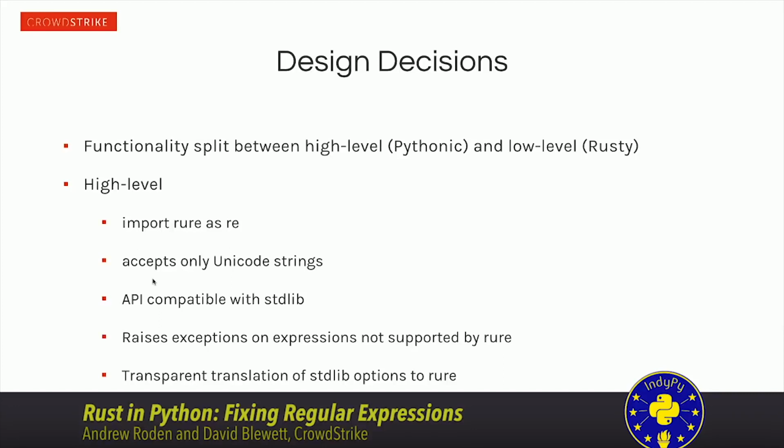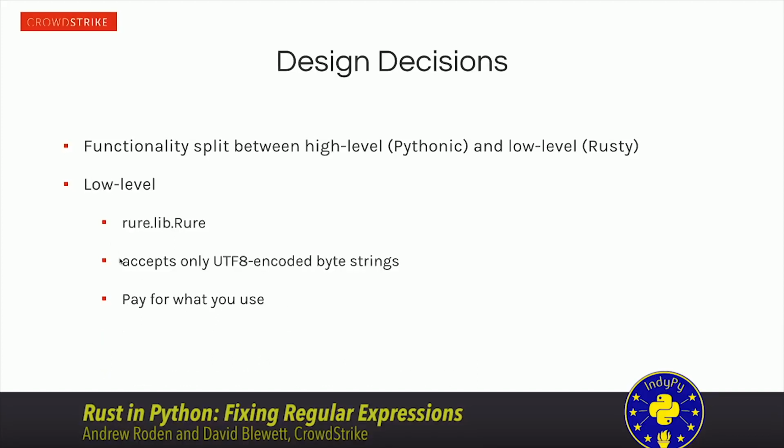The Ruhr Python package duplicates that API exactly, so you can simply do import Ruhr as RE and do the exact same operations that you would need to do. We expose the constants that the standard library does, the same module level functions, the same objects, the match object, all of those interfaces are exactly the same as the standard library.